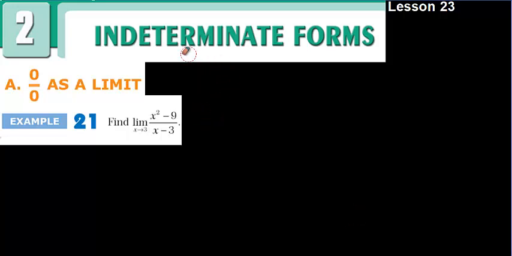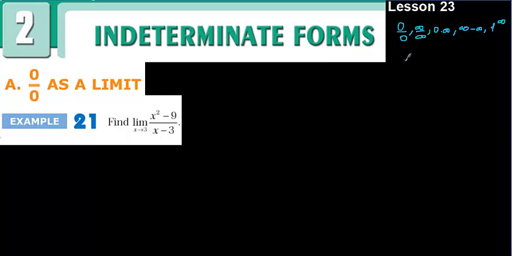In this video, I'm planning to explain indeterminate forms, 0 over 0. We have 5 indeterminate forms: 0 over 0, infinity over infinity, 0 times infinity, infinity minus infinity, and 1 to the power of infinity. These are indeterminate forms for us, which we cannot calculate directly, but with the help of limits we can calculate the result.